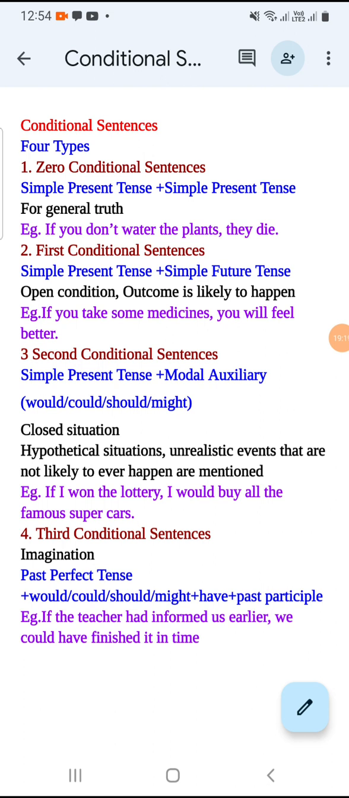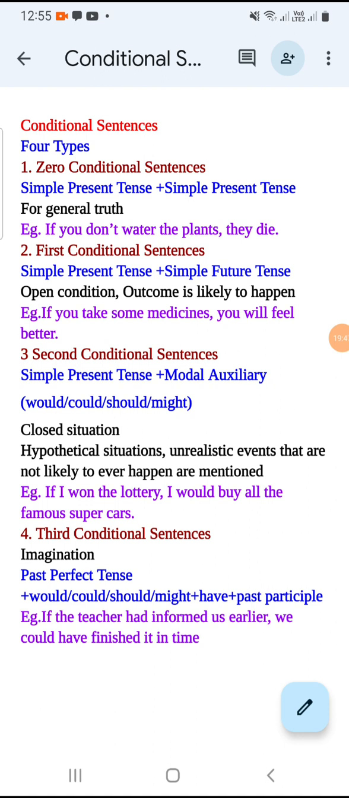Now next, for this condition we can see another example. For example, if I lived in a big city, I would go out more often, right? (अगर मैं बड़ी सिटी में रहता तो मैं और बार बार बाहर जाता.) So that is just imagination, right? So that is called type 2 conditional sentences.